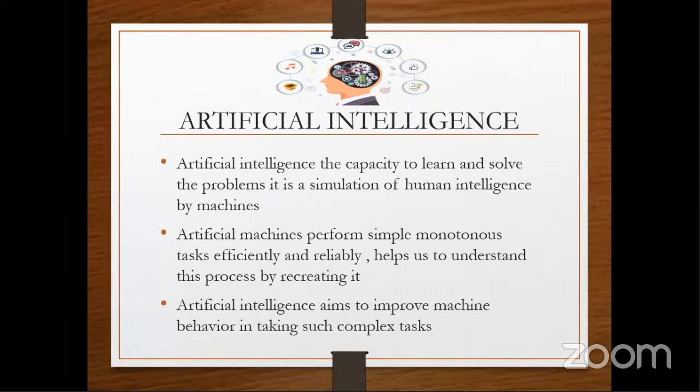It aims to improve machine behavior in tackling such advancement, challenges, and complex perceptions. Artificial intelligence is to perform simple monotonous tasks efficiently and reliably. It helps us to understand this process by receiving it.